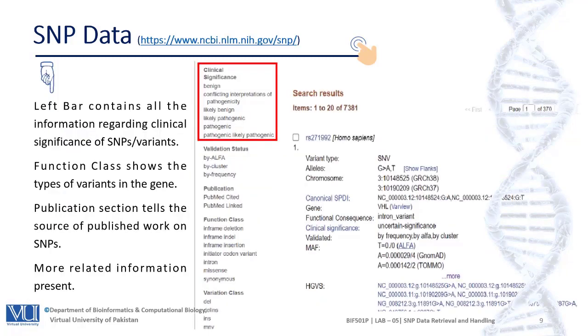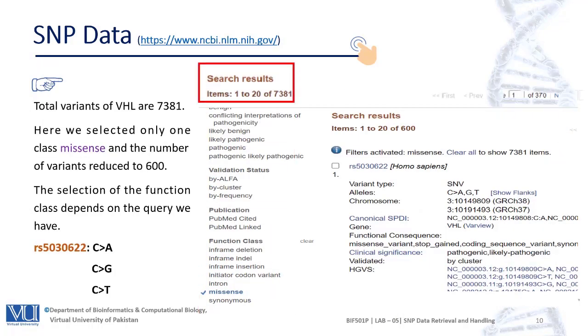The left bar contains all the information regarding clinical significance of SNPs or variants, and functional classes show the types of variants in the gene. The publication section tells the source of published work on SNPs, and much more information is present in this section.